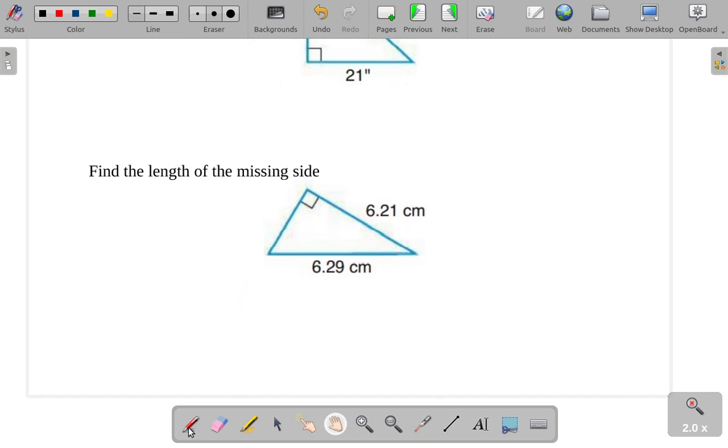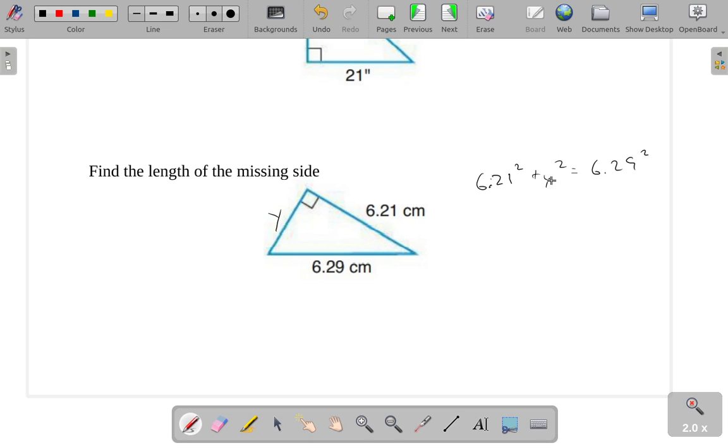If we're given something like this, you can see my right angle is here. We're actually given the hypotenuse. I'm going to call this y since I just used x in the previous problem. We can still say the Pythagorean theorem is valid though, but notice when I use it, I would say 6.21 squared plus y squared equals 6.29 squared.